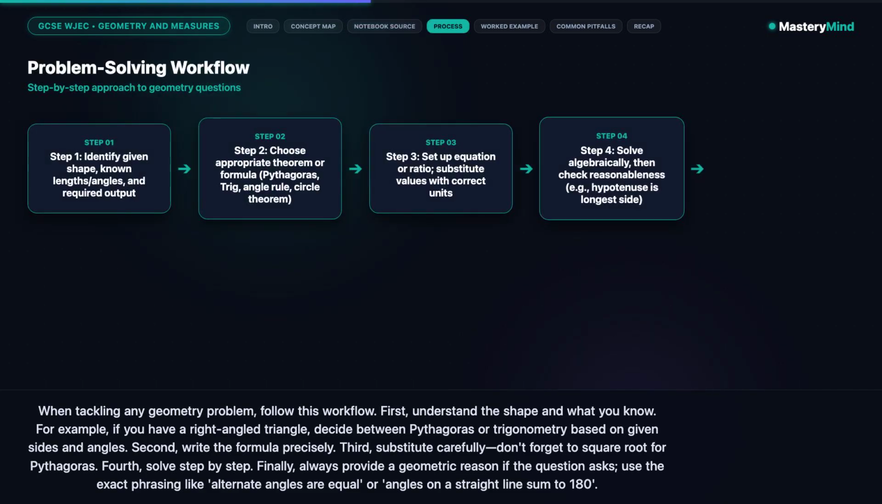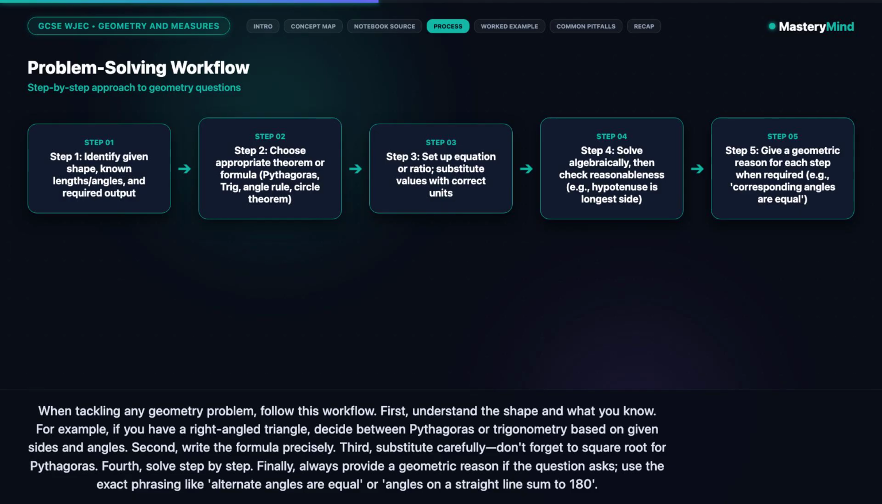When tackling any geometry problem, follow this workflow. First, understand the shape and what you know. For example, if you have a right-angled triangle, decide between Pythagoras or trigonometry based on given sides and angles. Second, write the formula precisely. Third, substitute carefully, don't forget to square root for Pythagoras. Fourth, solve step by step.